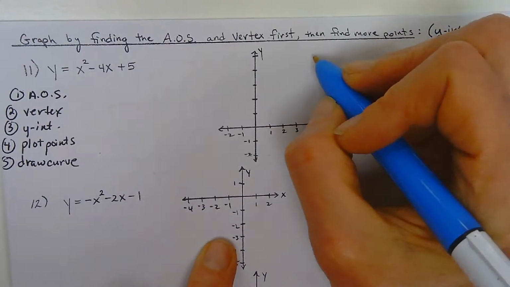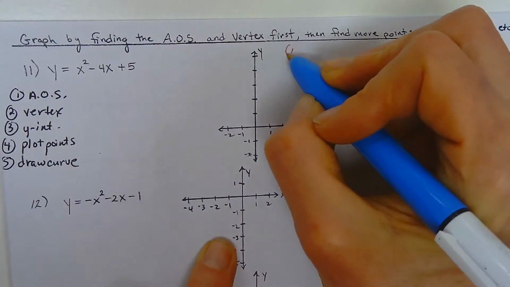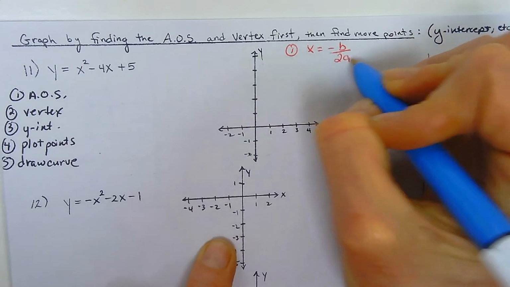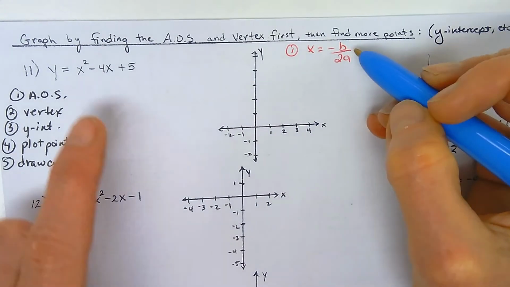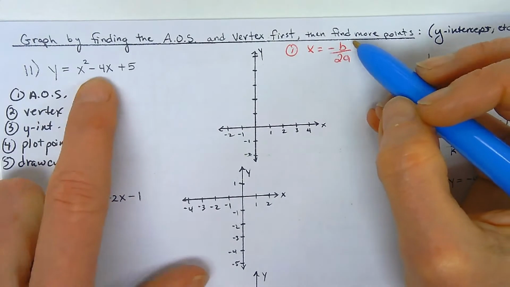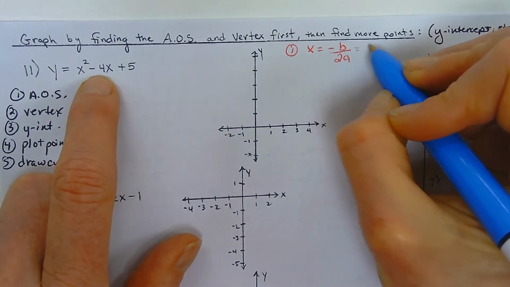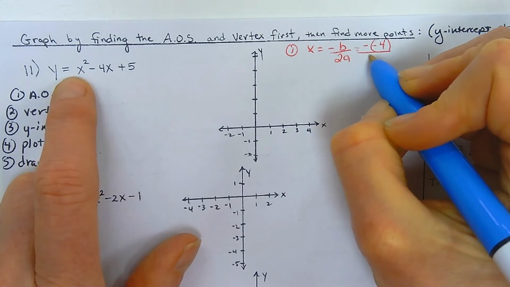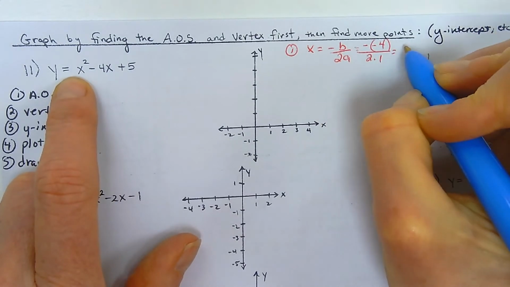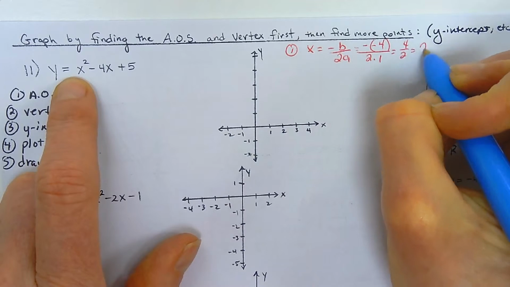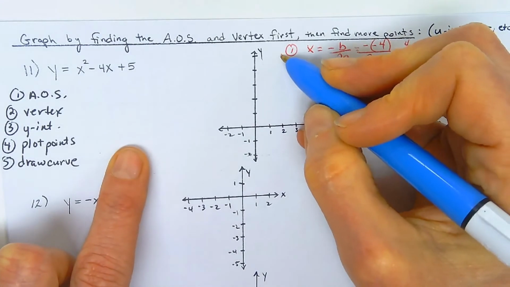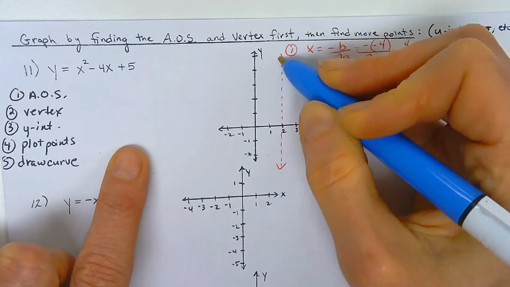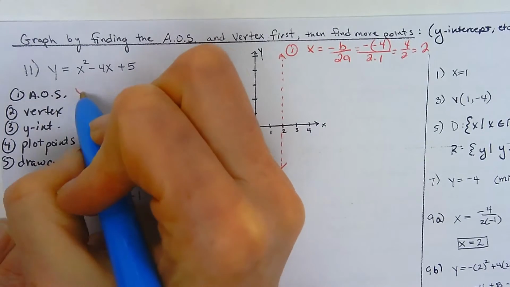So remember, the axis of symmetry, step 1, x is equal to the opposite of b over 2a. So to find the axis of symmetry, I will take the opposite of b, which is the opposite of negative 4, all over 2 times 1. So that's equal to 4 over 2, which is equal to 2. I can sketch that axis of symmetry of x equals 2 right there. X equals 2.